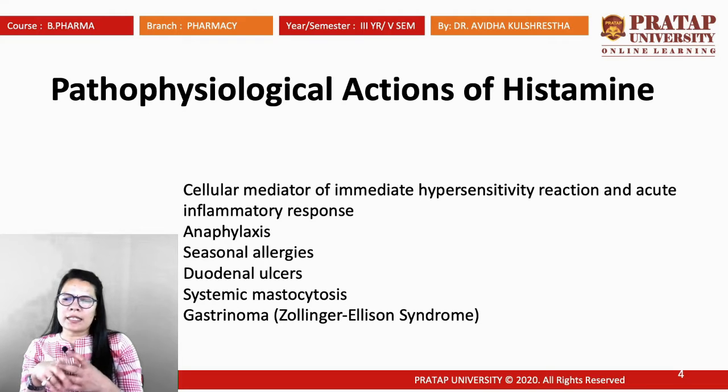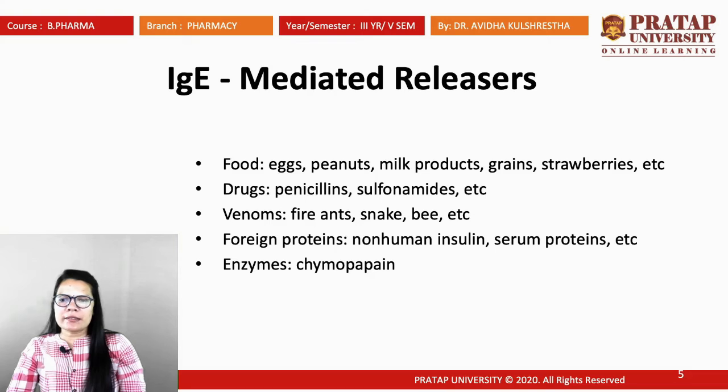So anaphylaxis, seasonal allergies, duodenal ulcers, systemic mastocytosis, all of these are actually short-term allergies. At the chronic level there are asthma and sinusitis, diseases which generally occur with allergens, and the allergens can come by any mode. So histamine's pathophysiological action means we are talking about the acute inflammatory responses created by the immune system, IgE mediated releases.